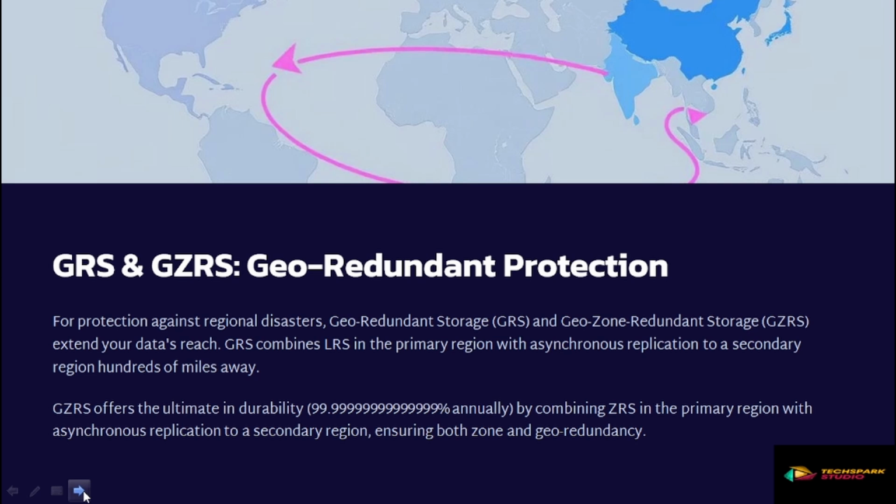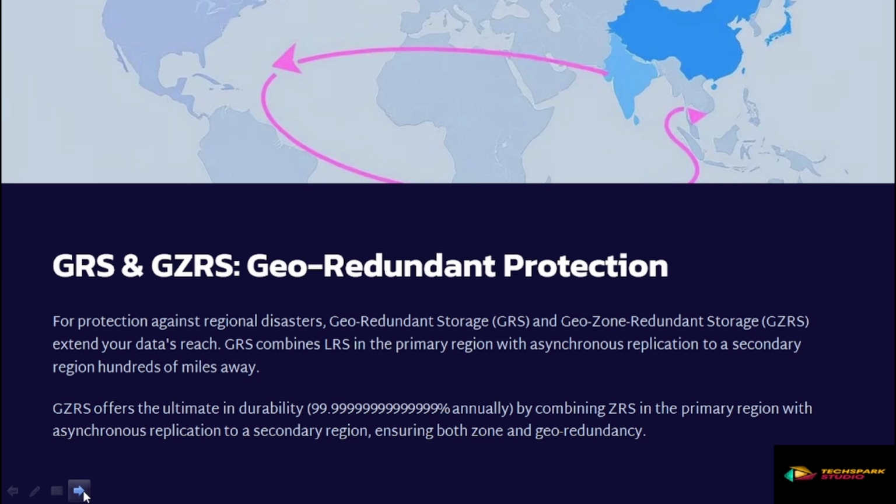GZRS goes even further by combining ZRS in the primary region with asynchronous replication to another region. This gives you both zone-level protection and geo-level protection at the same time. The durability is extremely high, about 99.99% annually, which means your data is practically never lost. Because of this, GRS and GZRS are the best choices for mission-critical applications where downtime is unacceptable and where you need business continuity even in the case of a regional disaster.